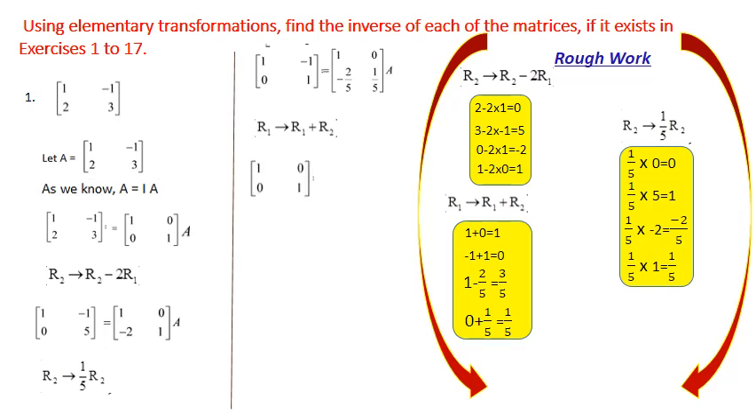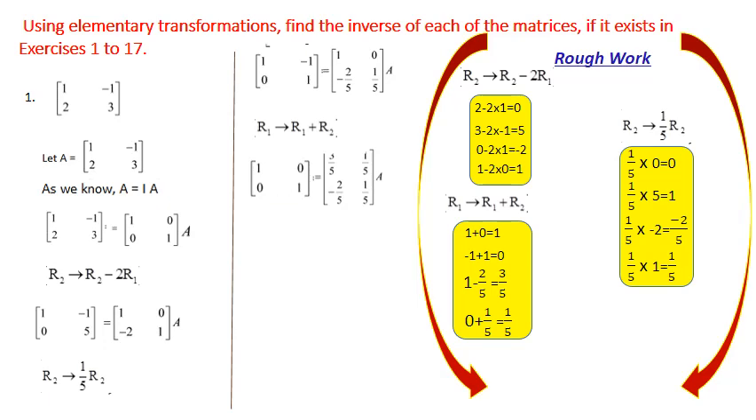So the final result will come like this. 1 0 0 1. This element also changed to 0, equal to the right side. This 1 0 changed as 3 by 5 and 1 by 5. Here 3 by 5 and 1 by 5. R2 remains the same, minus 2 by 5, 1 by 5, into A. Here when you observe the result, A into a particular matrix is equal to an identity matrix.